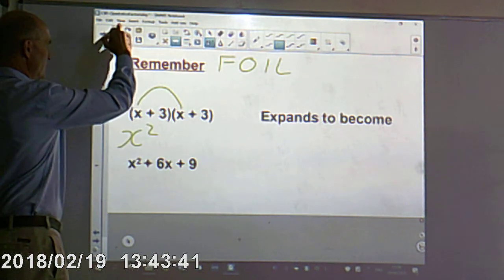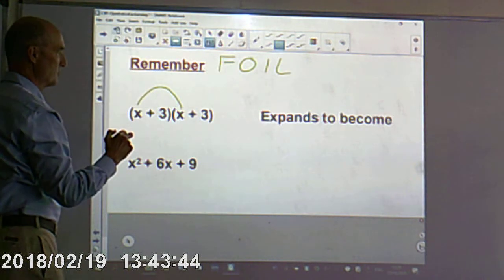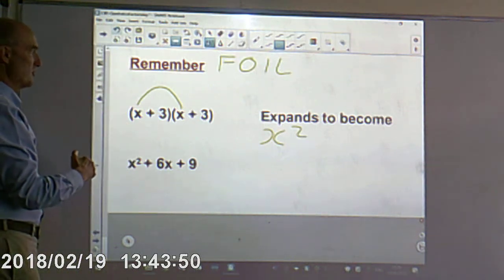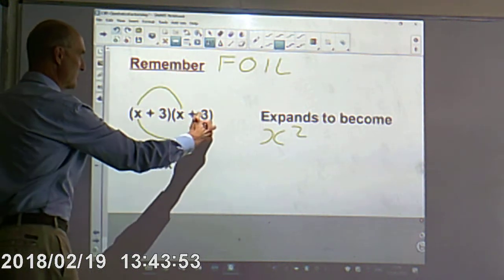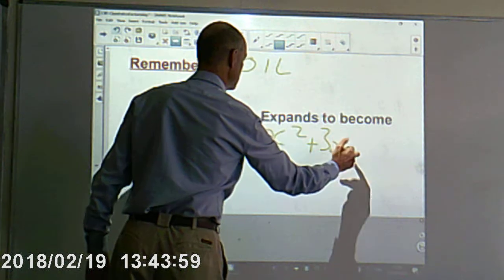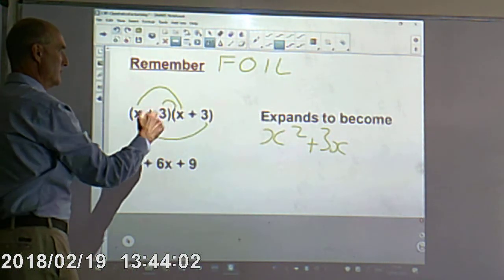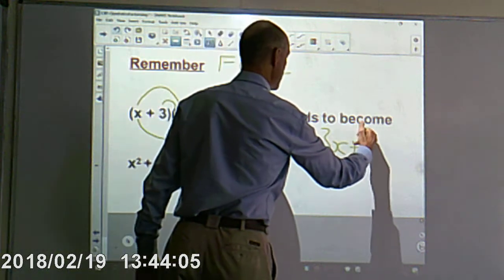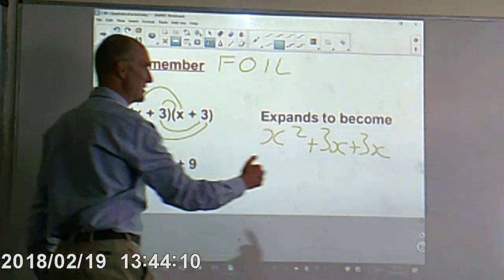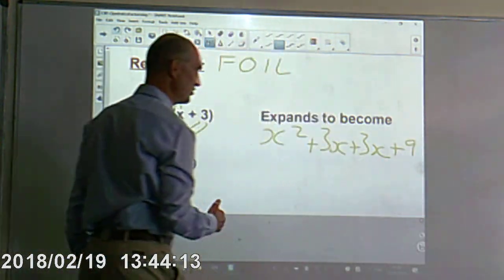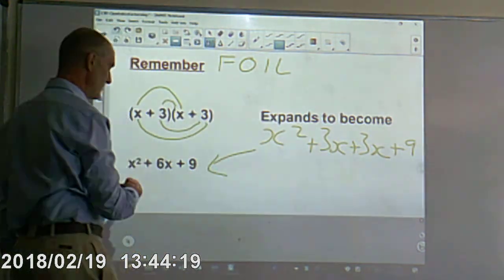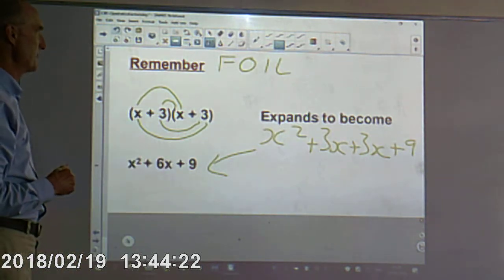Let's just change the position of that, actually. It's not a particularly good place for us. So, x squared. Outside terms, the O: the x and the positive 3. 3 times x is plus 3x. Inside terms, 3 times x, 3x again. And last terms, 3 times 3 gives us a positive 9. If we combine like terms, the 3x and the 3x, it gives us the result x squared plus 6x plus 9.